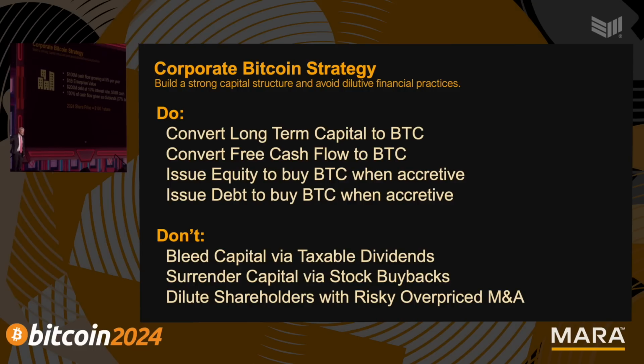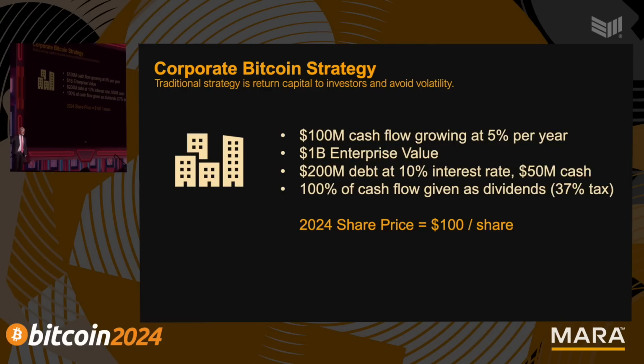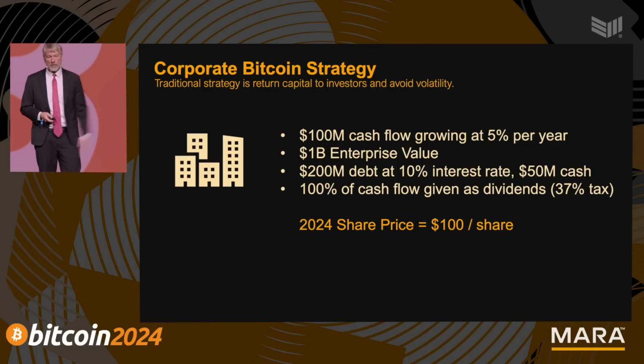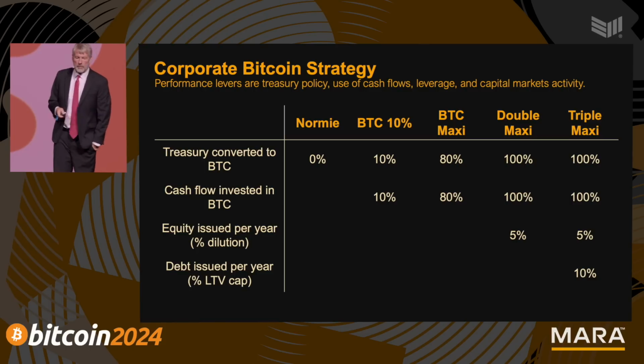Here's our typical corporation. $100 million of cash flow, $1 billion of enterprise value. It's growing. It's generating a lot of cash flow. Its share price is $100. And now the issue is, what's your strategy? Normie, Maxi, double Maxi, triple Maxi.